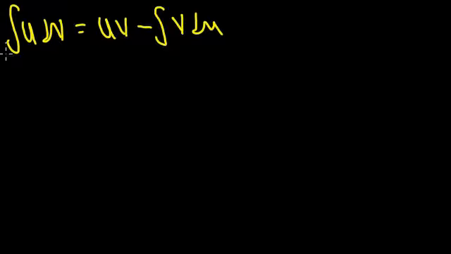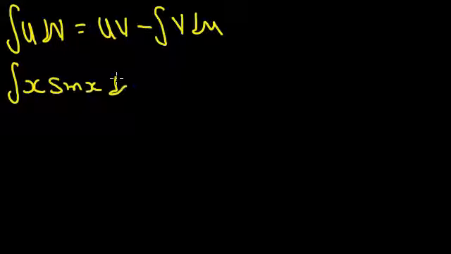Example number 1. Consider this problem. Determine the integral of x sine x dx. So now, you notice that there is no way we can actually apply u-substitution here. Before you can apply u-substitution, upon setting u to be equal to any of the functions, either x or sine x, differentiating u, you must be able to get rid of the other function.